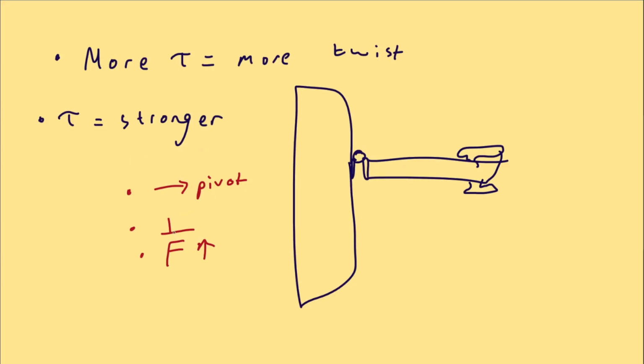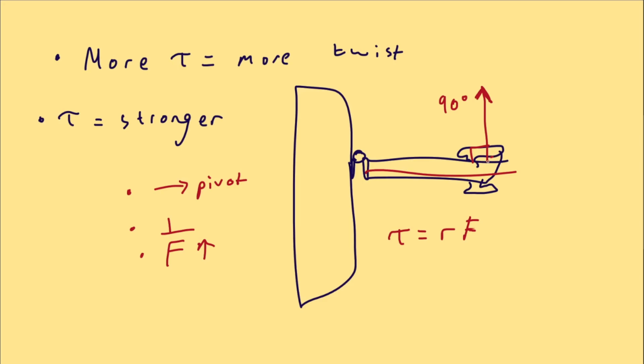How about the second thing, which says that you have to be more perpendicular? If you push directly perpendicular to your door, then this would be 90 degrees. And when you look at the formula, sine 90 is equal to 1. So you get maximum torque.